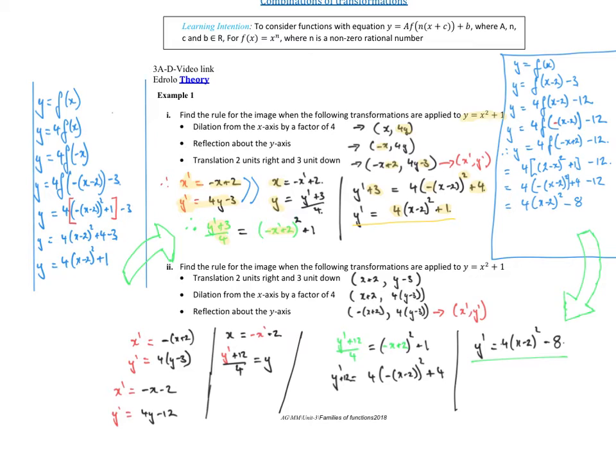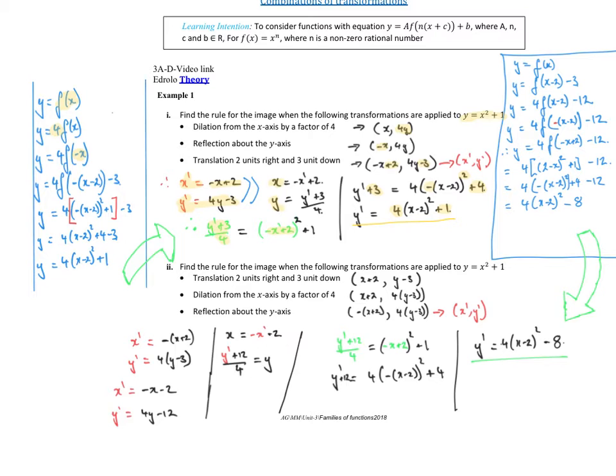We can approach it the same way using my function notation. Okay. So if I start with y equals f of x, dilate by a factor of 4 from the x-axis, which means the whole function value gets multiplied by 4. I'm going to reflect about the y-axis, which makes it f of minus x. And then I'm going to translate 2 units right.